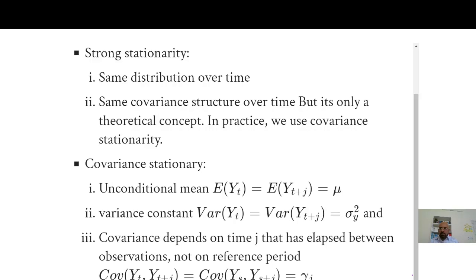That is, the covariance is not time dependent. It depends on the time lapse between these two. I explain it with an example. This is the covariance of Yt and Yt+j. Let's say j is 10. So this is Yt and Yt+10. Now you see, what will be the covariance of Ys? Let's say Ys is 15 and its lag will be 25. So the covariance between Y1 and Y11 and the covariance between Y15 and Y25 is more or less similar. The only difference is that it depends on the time lapse.